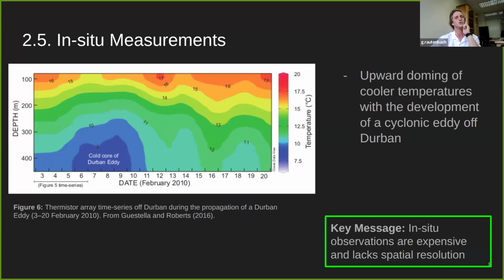So, for instance, in-situ measurements are very expensive, as we all know, and they lack spatial resolution. In the time series I've got shown here, I've got a thermistor array, which you can see the temperature evolves over time. And this was deployed offshore of Durban, just to showcase during the propagation of the Durban eddy. And we can quite nicely see that it uplifts cooler waters in the core of the eddy. But obviously it's quite difficult to get a full or complete three-dimensional view of the eddy. So they lack spatially because we only have one spatial point measuring.